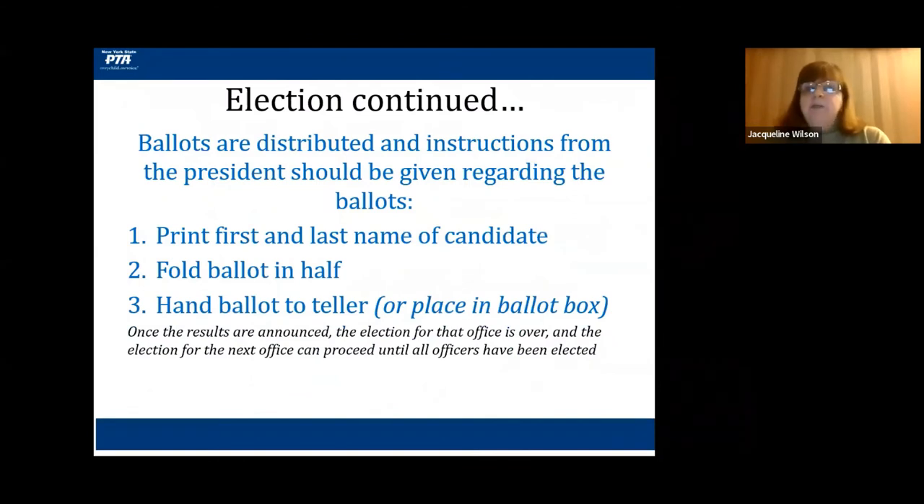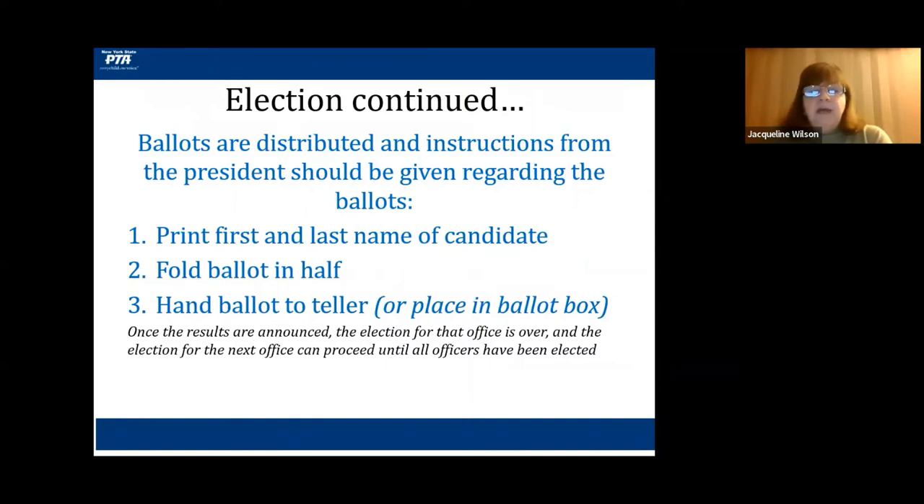Again, now ballots would be distributed, blank ballots, with instructions from the president. This is again important. Print first and last name of candidates, fold the ballot in half, hand the ballot to the teller, or put it in the ballot box, whatever your procedures are, but just so it's clear that this is the procedure for voting, to avoid the question of, did they mean Joe? Did they mean Jane? They just put a J, and that becomes an invalid ballot, which negates that person's ballot.